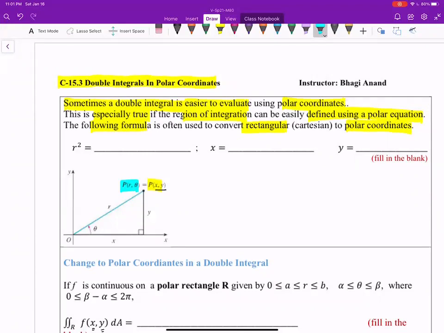So using the Pythagorean theorem, we get r squared equal to x squared plus y squared. And we know that cosine theta from this right triangle is adjacent over hypotenuse, so x is equal to r times cosine theta. And sine theta is opposite over hypotenuse, so y is equal to r times sine theta. So x equals r cosine theta, y equals r sine theta.